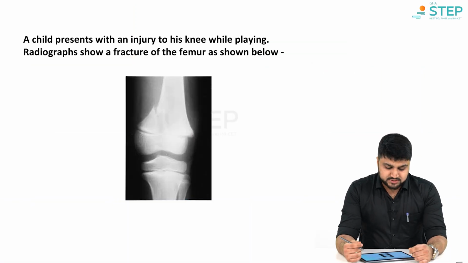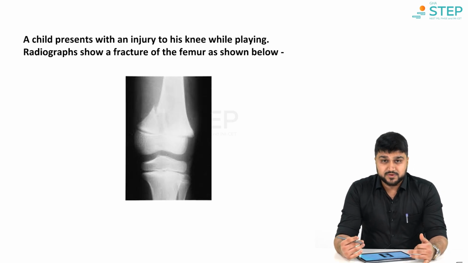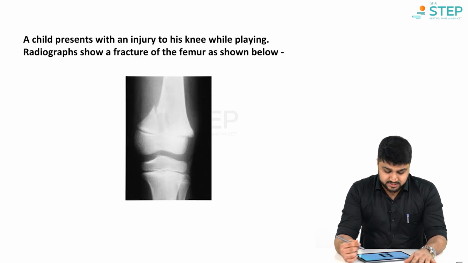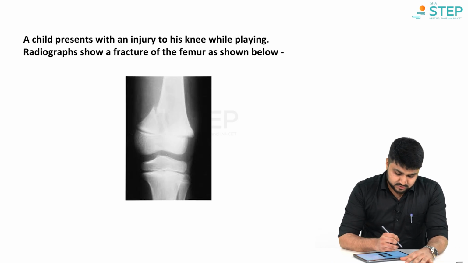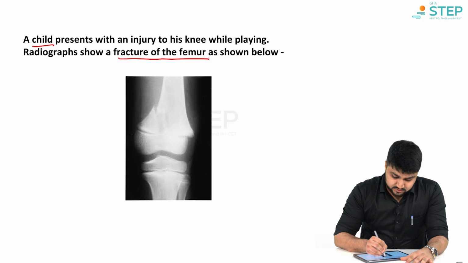The first one, a child presents with an injury to his knee while playing. Radiographs show a fracture of the femur as shown below. As you can see, I have not put any questions or any options. This is because I want you to understand the concept, the topic, so that you are able to answer any questions that come from this area. So in the question, we have clues like a child and a fracture of the femur.